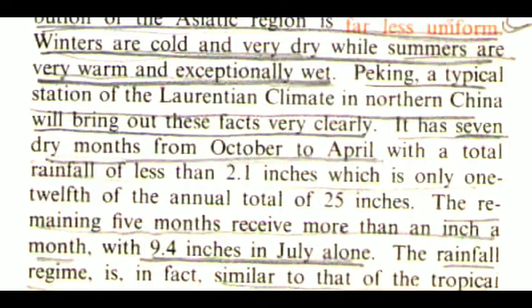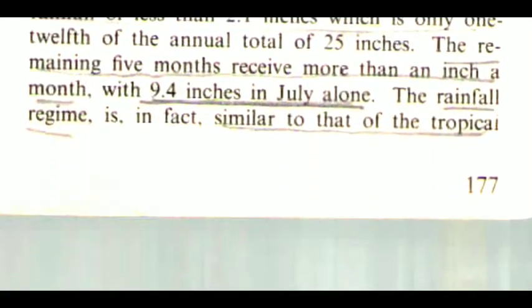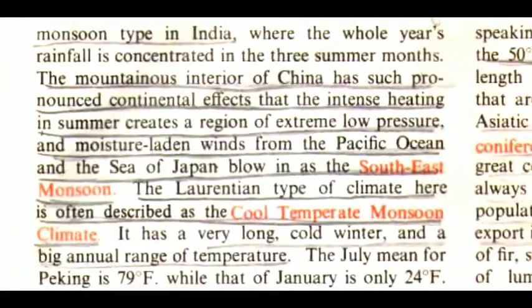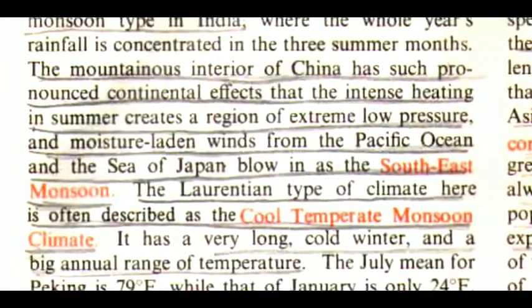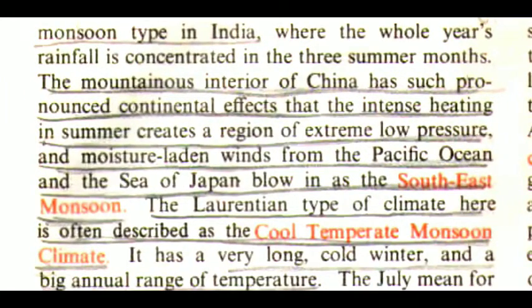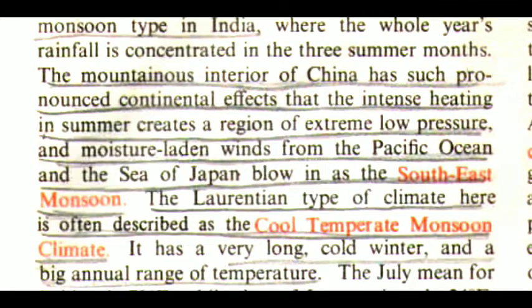The remaining 5 months receive more than an inch a month, with 9.4 inches in July alone. The rainfall regime is in fact similar to that of the tropical monsoon type in India, where the whole year's rainfall is concentrated in the 3 summer months. The mountainous interior of China has such pronounced continental effects that the intense heating in summer creates a region of extreme low pressure, and moisture-laden winds from the Pacific Ocean and the Sea of Japan blow in as the southeast monsoon. The Laurentian type of climate here is often described as the cool temperate monsoon climate.